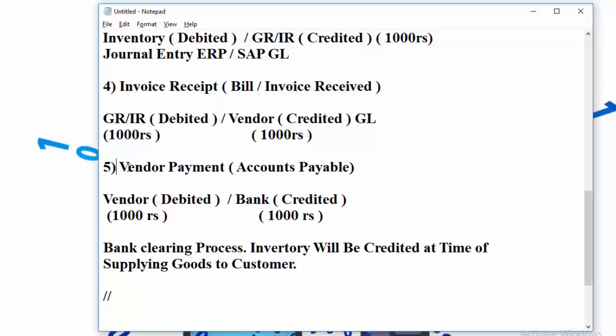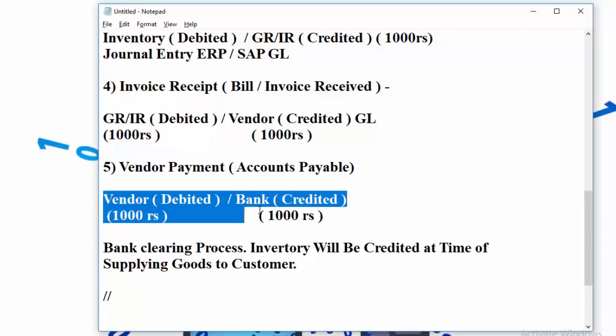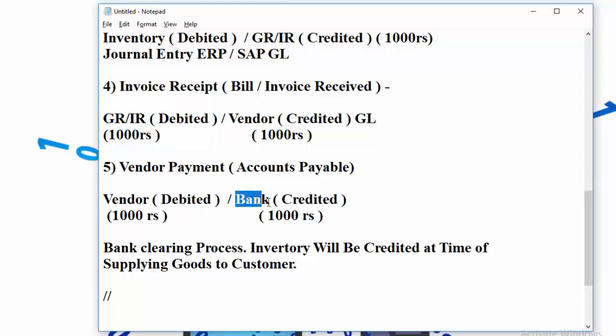And the next step is a vendor payment. For all these steps you will have the transaction codes or the screens which will be used to enter these in the ERP systems. And the next step is you will pay the vendor, and this will be recorded in the ERP system as the vendor being debited in this case. So the vendor account in the SAP system has been cleared now. The vendor is debited, and now you have a credit against the bank. So you have credited your bank account with 1000 rupees.